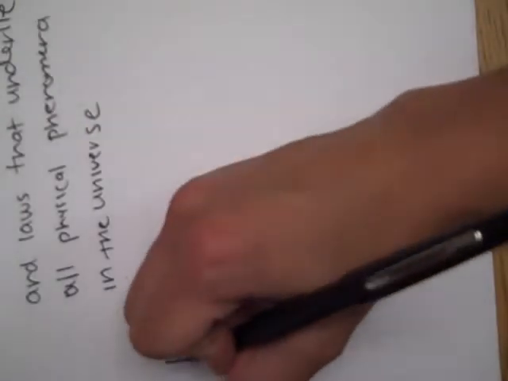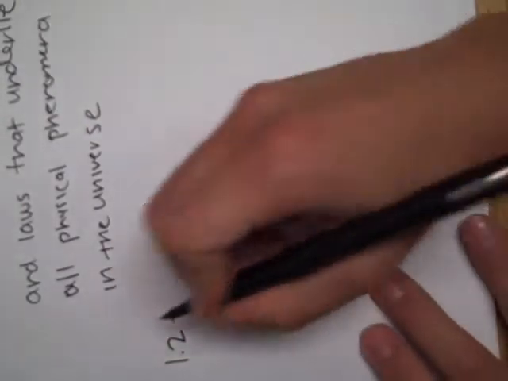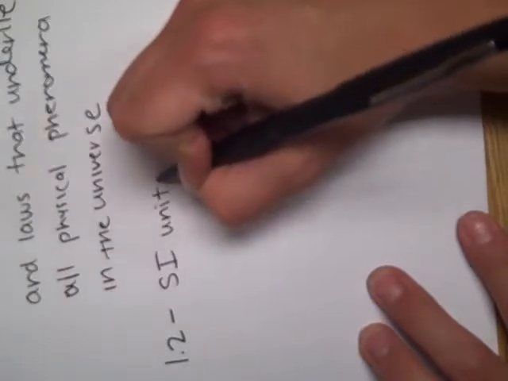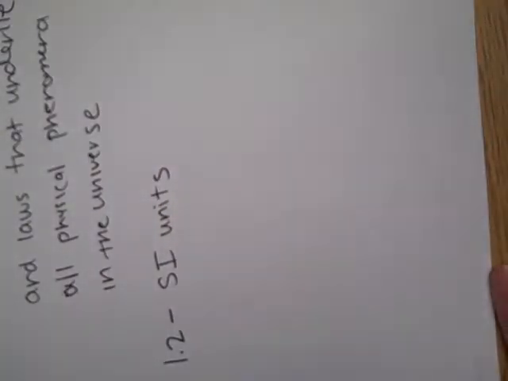So this is what we're going to be doing this year, studying the fundamental laws of nature and the laws that underlie all physical phenomena in the universe. And a lot of times these laws that we're talking about are expressed in terms of math. So next section in your book is 1.2, and it defines the idea of SI units, which are the standard units that we are going to be using in order to compare quantities.